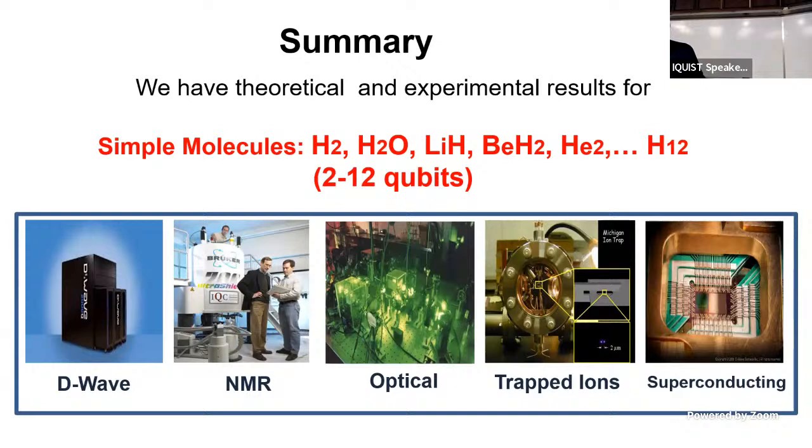Now, just to summarize what we have in this field, we have results from 2 to 12 qubits. But the exciting thing is that it's not only algorithms; people have already tested with all the platforms, from early work on D-Wave, NMR, optical, trapped ion, and superconducting. People are running small molecular systems like H2, water, lithium hydride, and all these simple molecular systems on all the platforms. So in principle, these algorithms work. So the question is, how do you increase the number of qubits within the coherence time? How do you run the quantum phase estimation algorithm? And all of this is related to quantum error correction to get a fault-tolerant quantum computer.